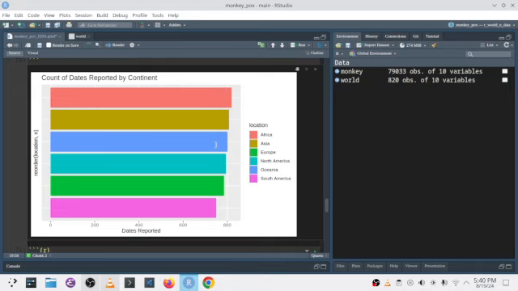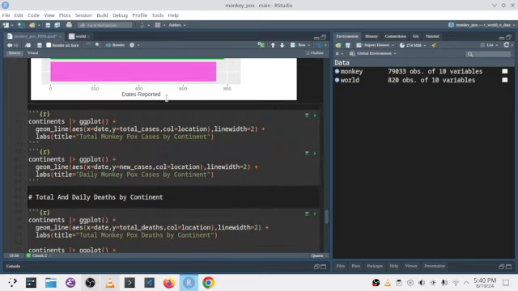Okay, you can see North America reported somewhere around here. I'm surprised. I thought, well, you can see here, actually, I think this is Africa, not South America. So Africa actually reported the most number of cases, the most number of days. Okay, what about down here?